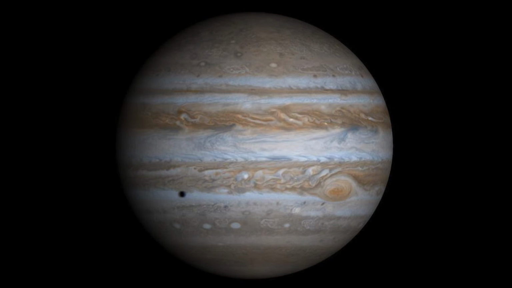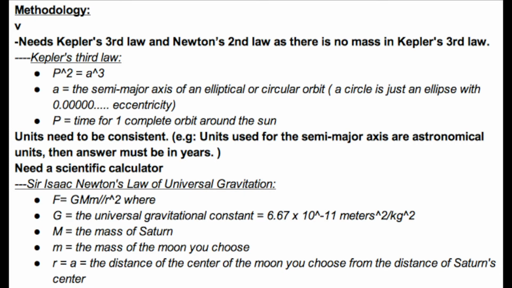Have you ever found the mass of Jupiter using the distance between it and its moons? Well, that's what my group is going to do. We're going to find the mass of Jupiter using one of its moon's orbit, and this can be found using Kepler's third law and Newton's second law. The methodology is we need Kepler's third law and Newton's second law, as there's no mass in Kepler's third law.